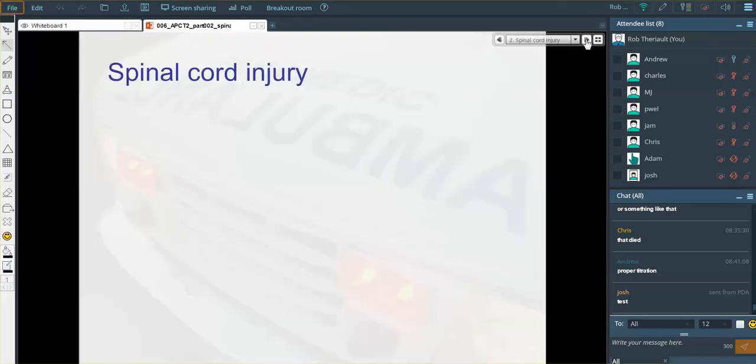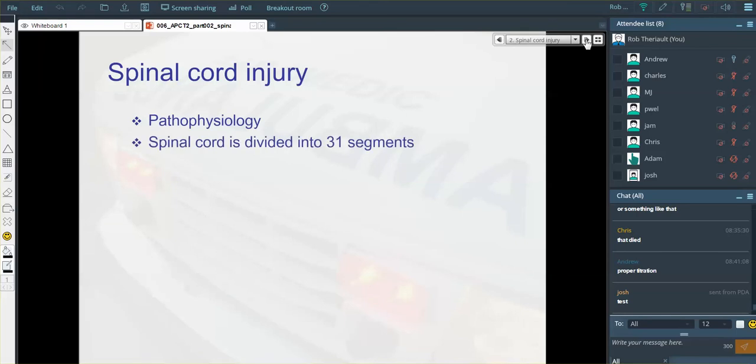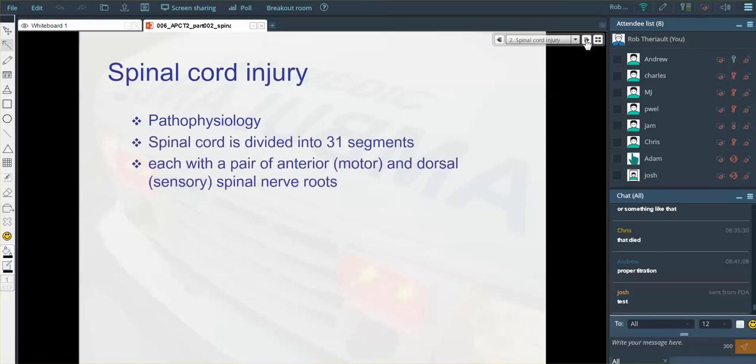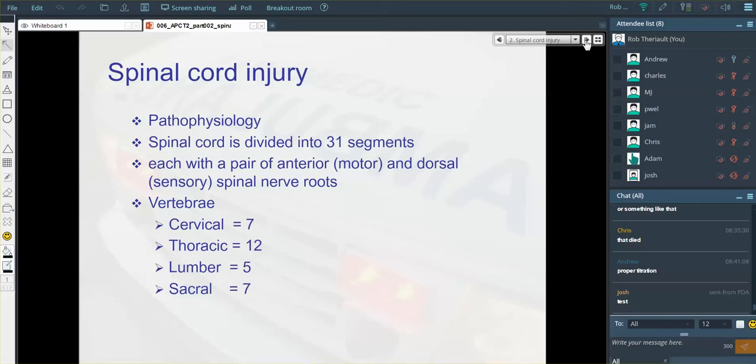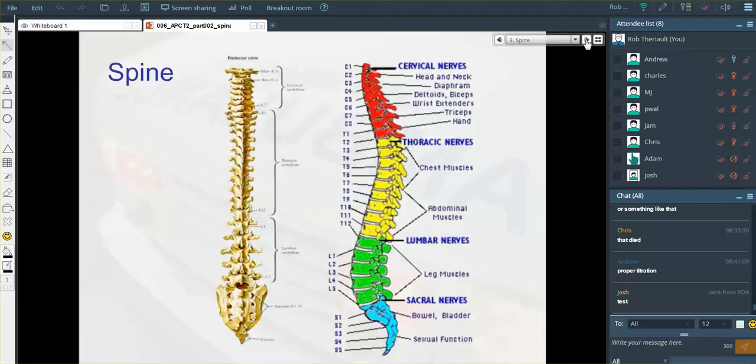Okay, so spinal cord injury, the pathophysiology. The cord is divided into 31 segments, each with a pair of anterior, which is the motor, and dorsal, which is sensory, nerve roots. The vertebrae: there are 7 cervical, 12 thoracic, 5 lumbar, and 7 sacral. As you probably heard, giraffes have 7 cervical vertebrae, same as humans, only they're much longer than ours. You can review these dermatomes if you like, but I won't test you on these.